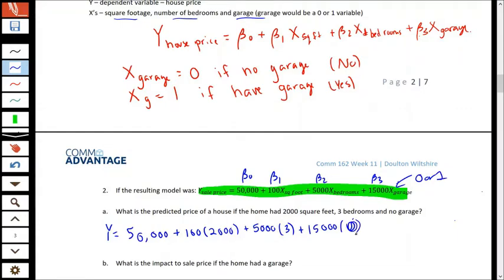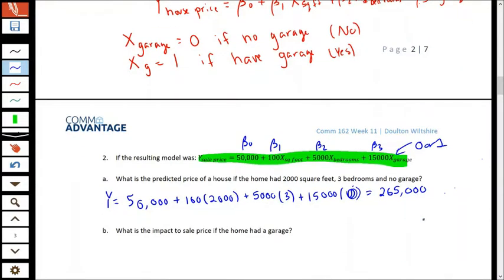And then we calculate that out. So we take our 50,000 plus our 100, times our 2,000, which is the number of square feet, plus the 5,000 times the 3 bedrooms, plus the 15,000 times 0, and we're going to get $265,000 for this house. Now, clearly there's more factors that are going to go into the price of a house, like where it's located, windows, furnishings, all kinds of things, but you get the idea here.